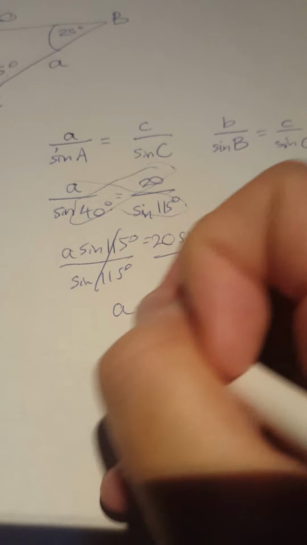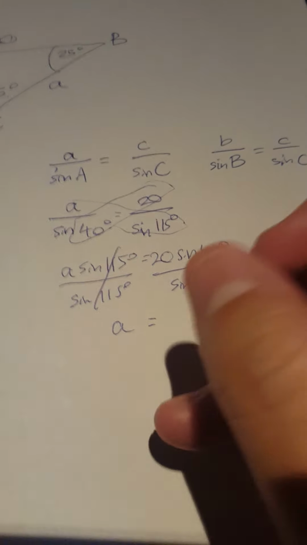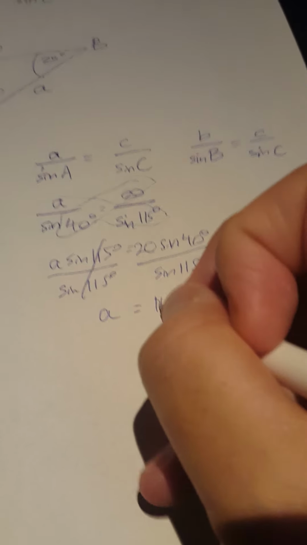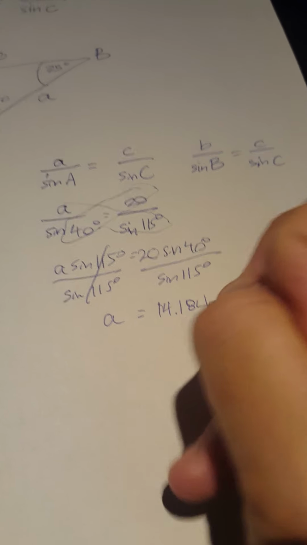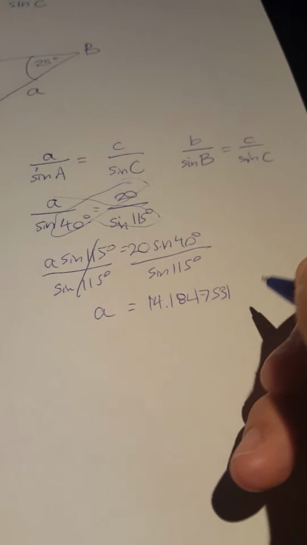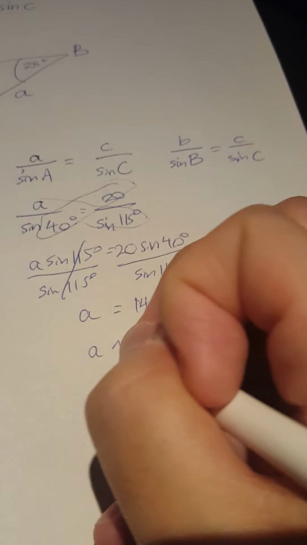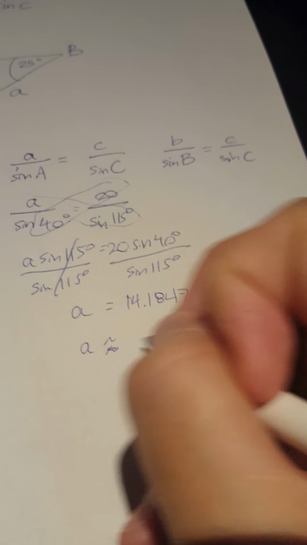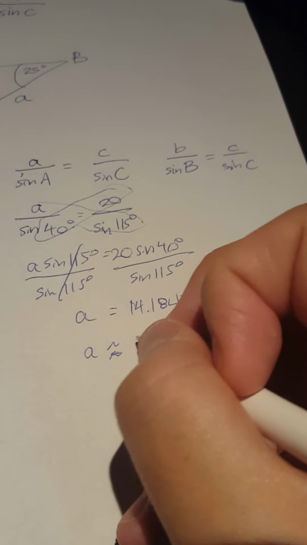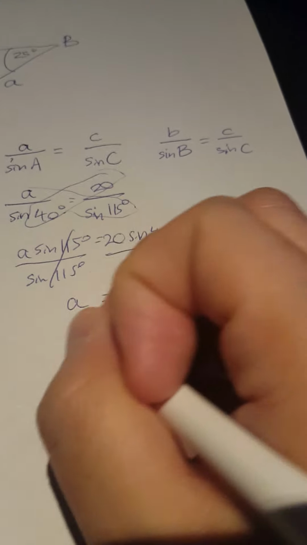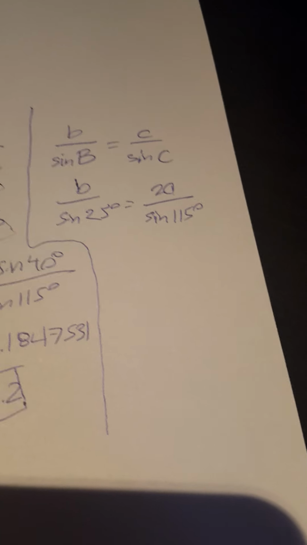And if I do that, that's going to cancel right there. And it's going to give me a is going to be 14.1847531. But let's just do 1 decimal place. So I can just say that A is going to be 14.2. That's fine. Okay. And then we'll do the same thing for B.